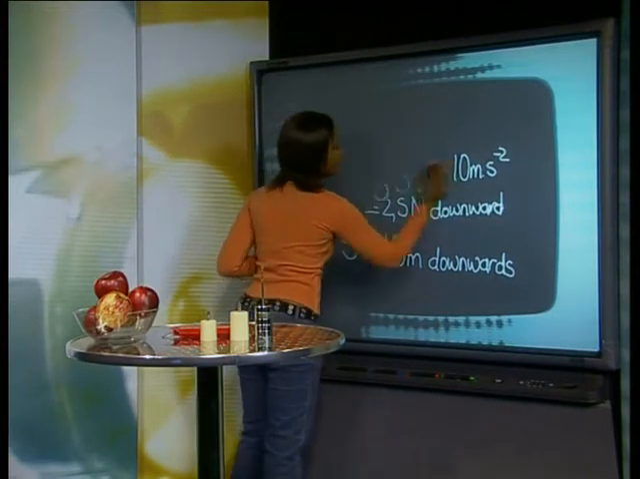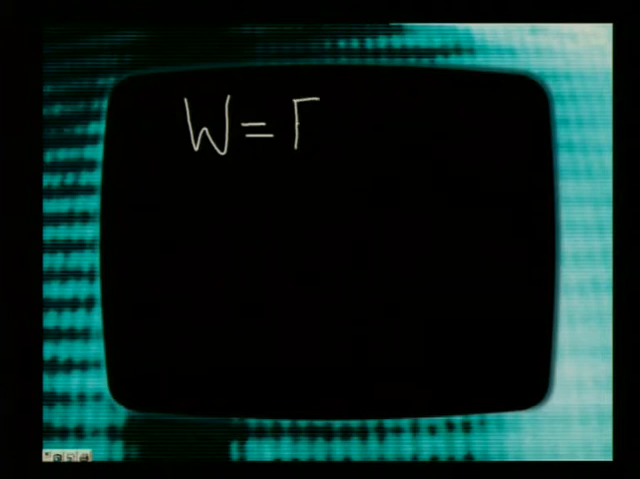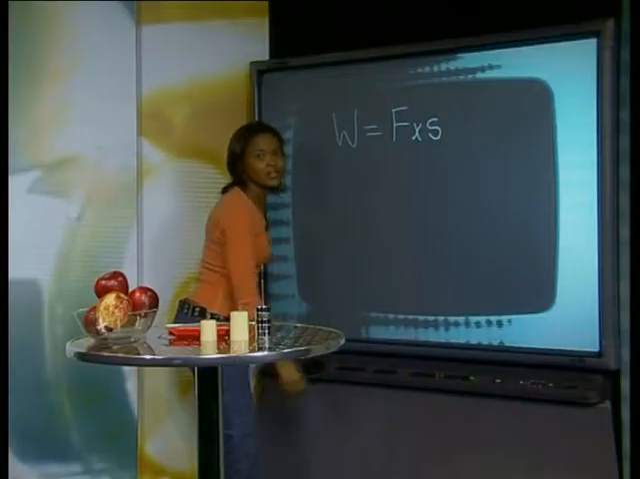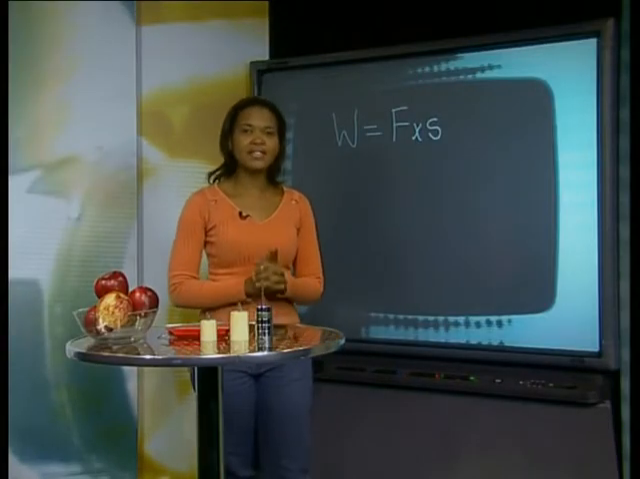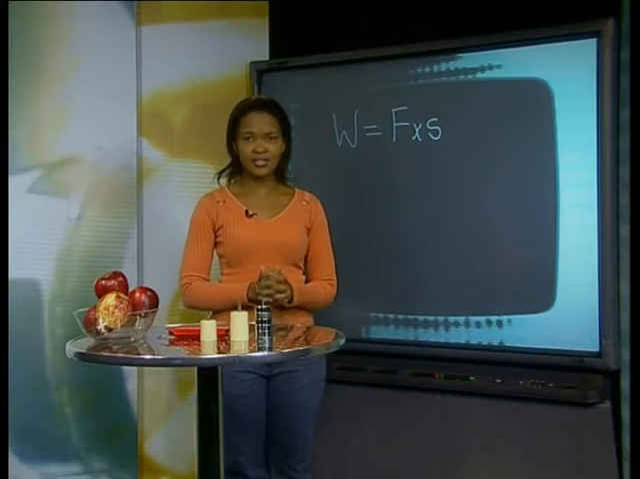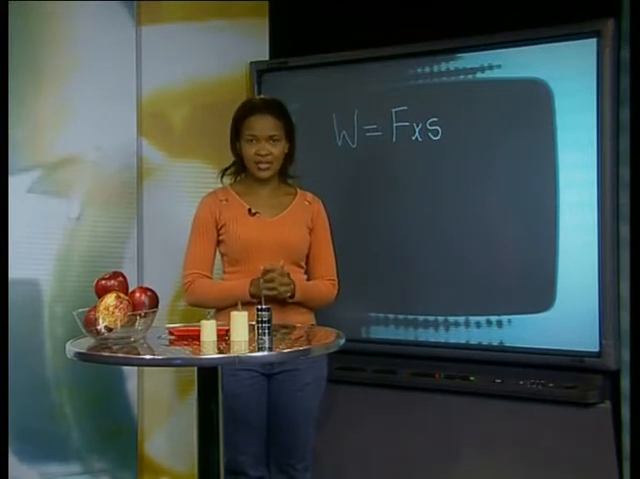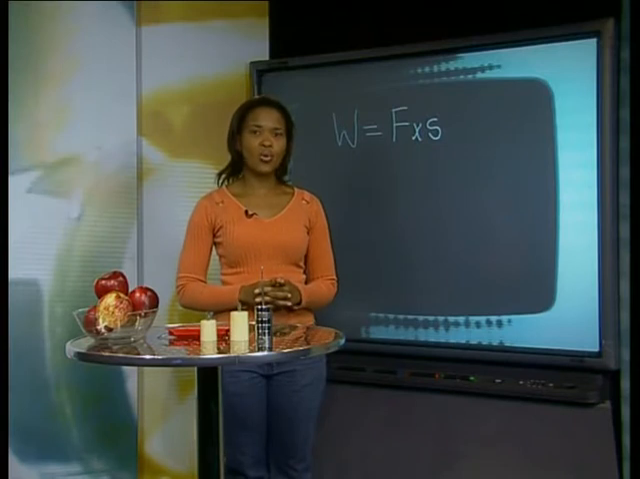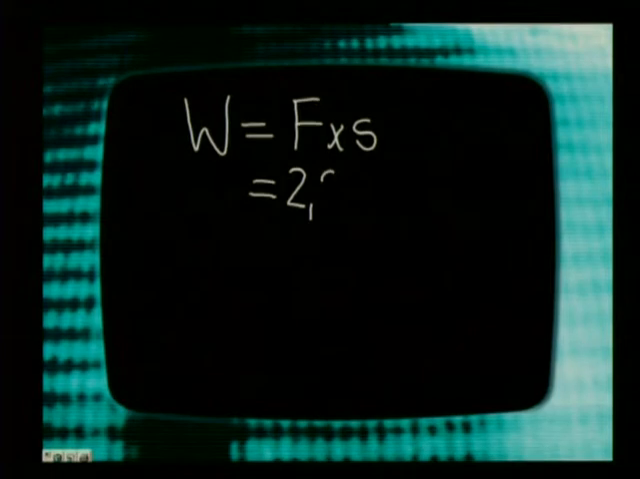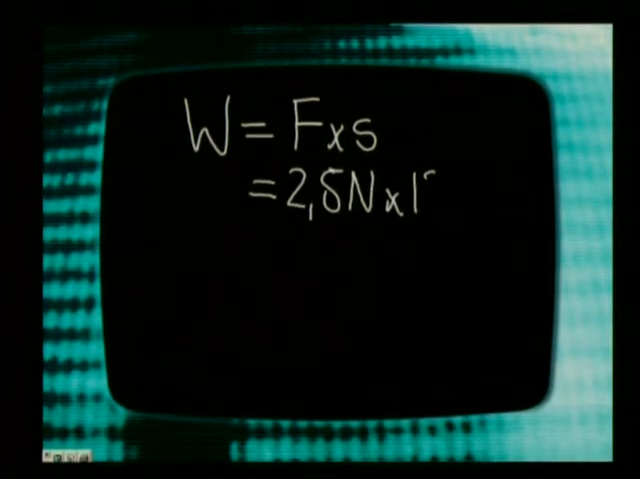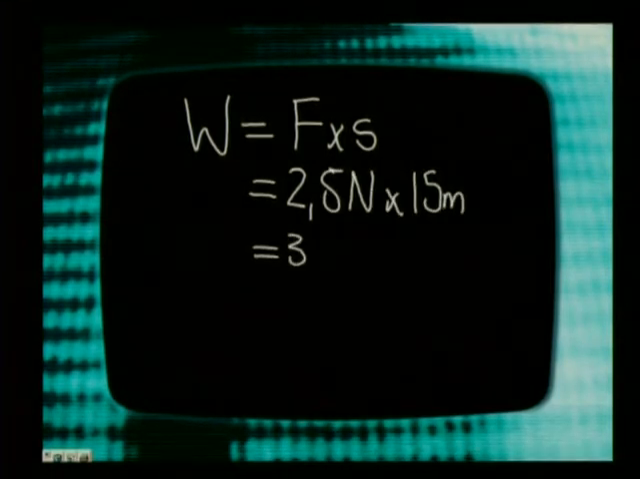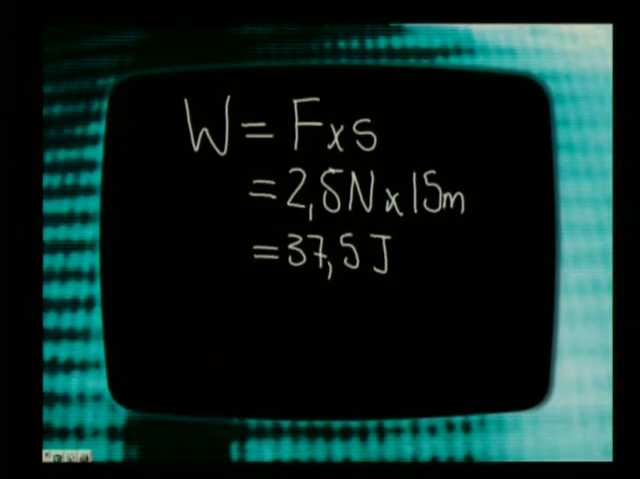The equation for work done is written as W equals F times S. Even though weight and work have the same symbol, W, they are not the same. Don't get these two W's mixed up. The force applied to the ball is its weight, and the displacement is the height the ball fell from. So, I can substitute in the values and find the work done by the gravitational field was 37,5 joules.